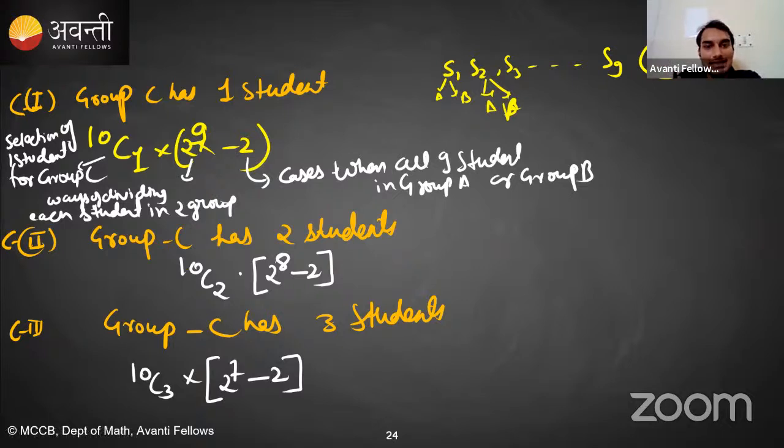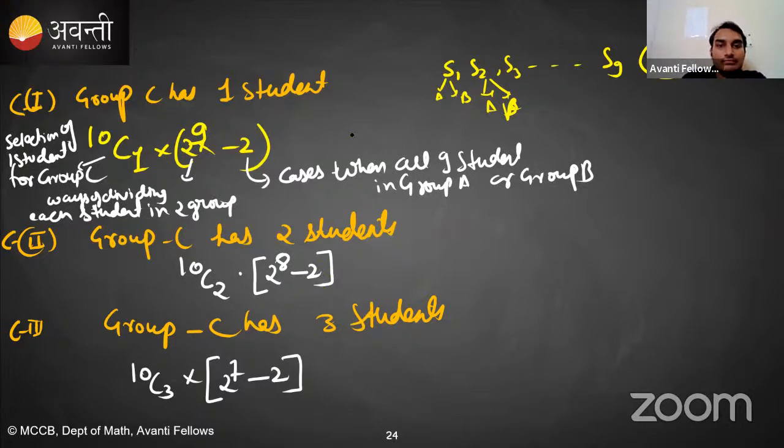Now you are left with 8 students. Then each student can be divided in 2 parts, either in group A or group B. So first student has 2 choices, second 2 choices, also 8. 8th student 2 choices. So 2 raised to the power 8. Minus 2 क्यों किया? Minus 2 because there are 2 ways when all the students are in group A or all the students are in group B. Right? So that's why we did minus 2.